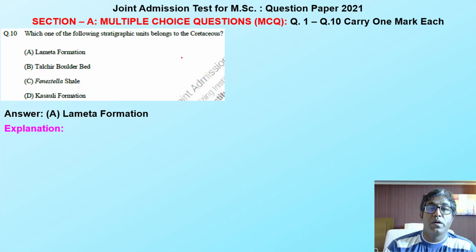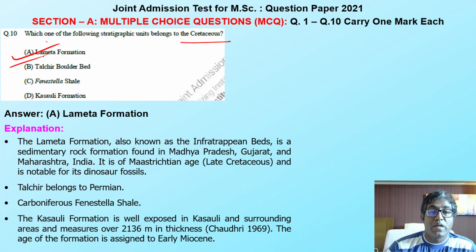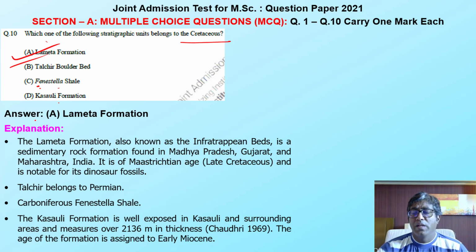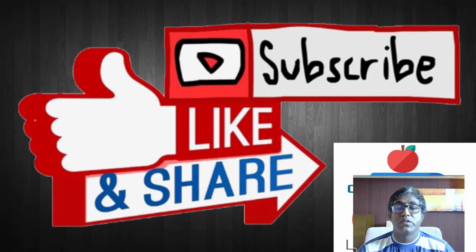If you remember, the previous paper asked this type of question. Which one of the following stratigraphic units belongs to the Cretaceous? Everybody knows the Lameta bed belongs to the Cretaceous, and the Talchir boulder bed belongs to the Permian. The Fenestella shale we call Carboniferous, and the Kasauli formation belongs to early Miocene. This is a basic definition type of answer.